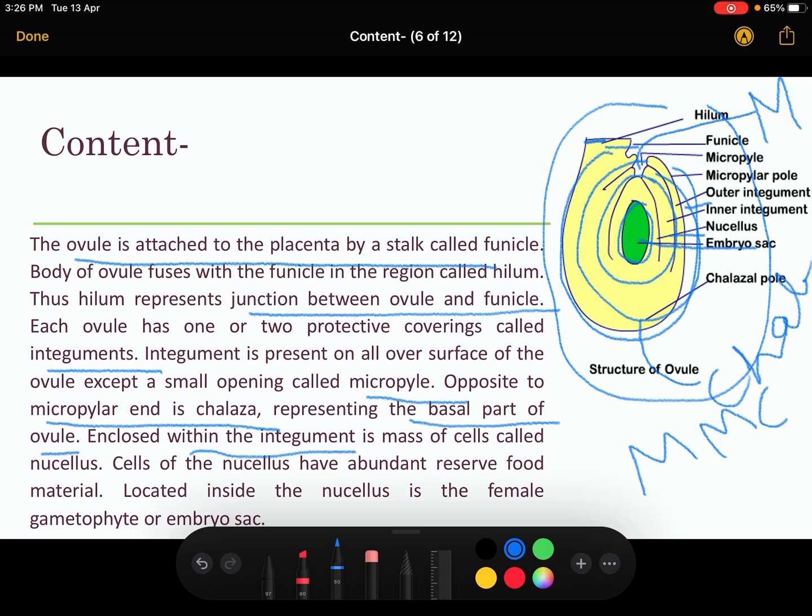Enclosed within the integument is a mass of cells called the nucellus. Cells of the nucellus have abundant reserve food material. Located inside the nucellus is the female gametophyte or embryo sac. It means the embryo sac and female gametophyte are similar terms, not different. The embryo sac is also called the female gametophyte, always remember that.